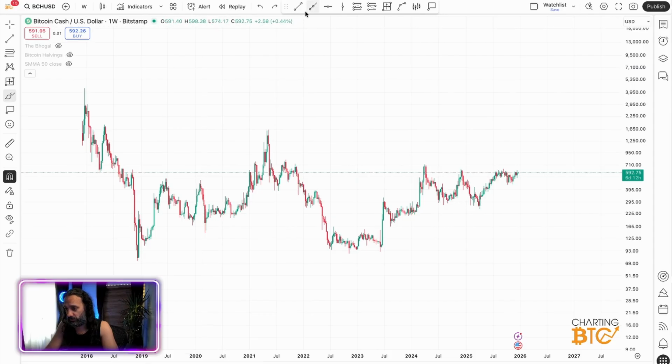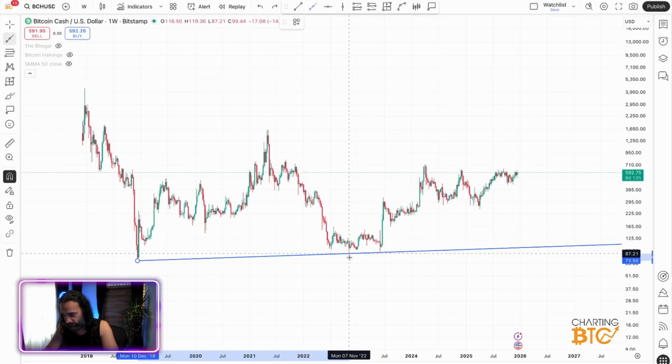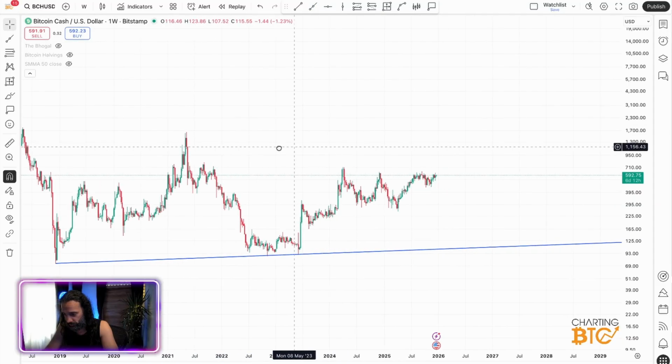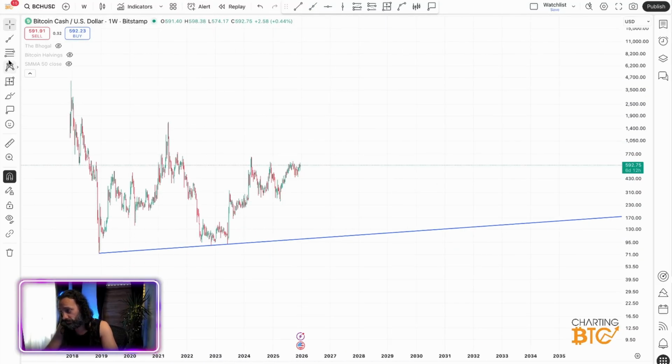So first thing I'm going to do is draw some support. And so for me, that would be the logical level of support. And so if the price were to capitulate, then yeah, this is where it would go. And I really don't think that's going to happen.